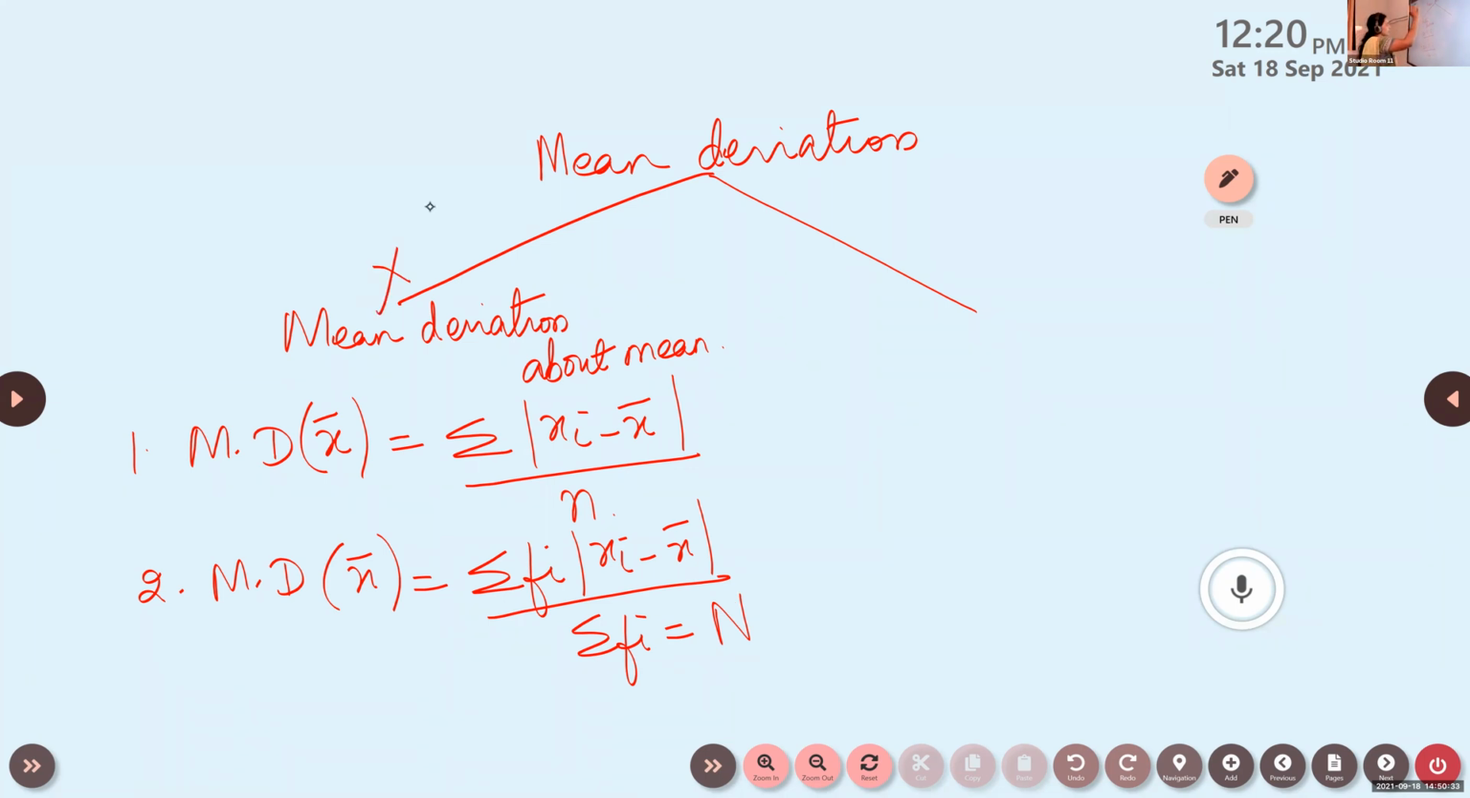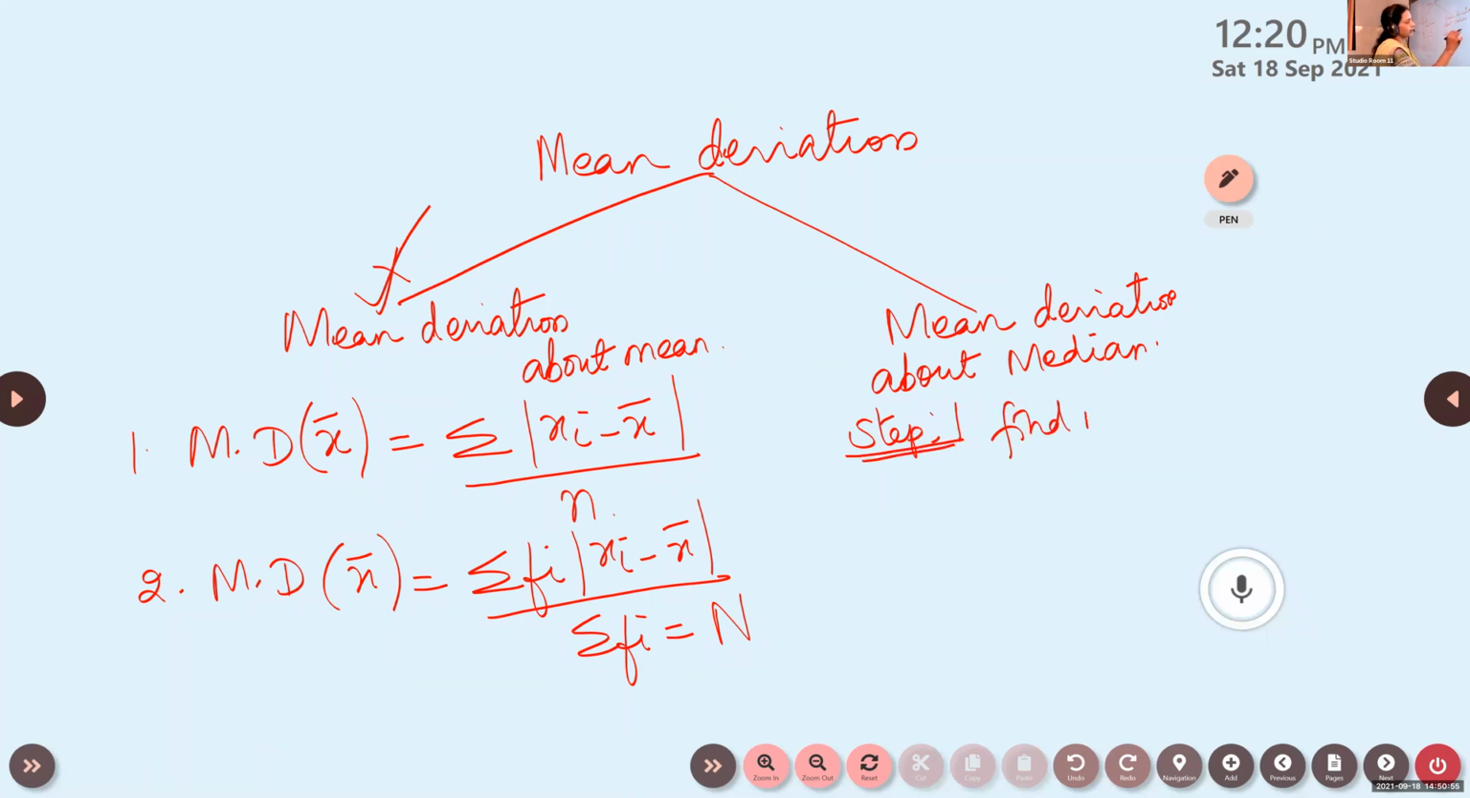Okay, now we are going to the next one. That is similar one only. Mean deviation about the median. Method is same. Instead of finding mean, in the beginning we will find median. Mean deviation about the median. So here the step one is we have to find median. First we have to find median. For finding median, we have learned the method.